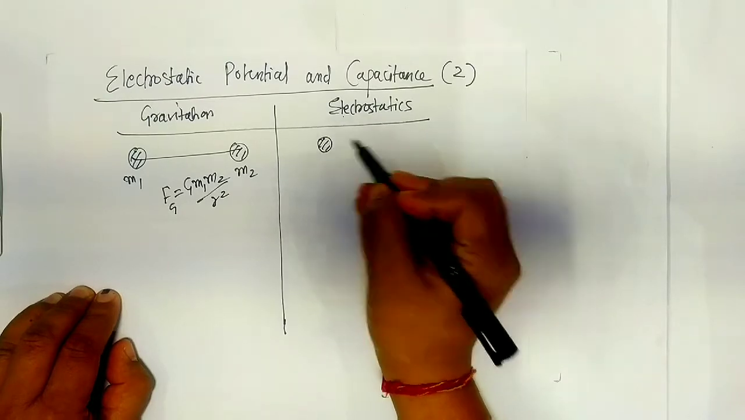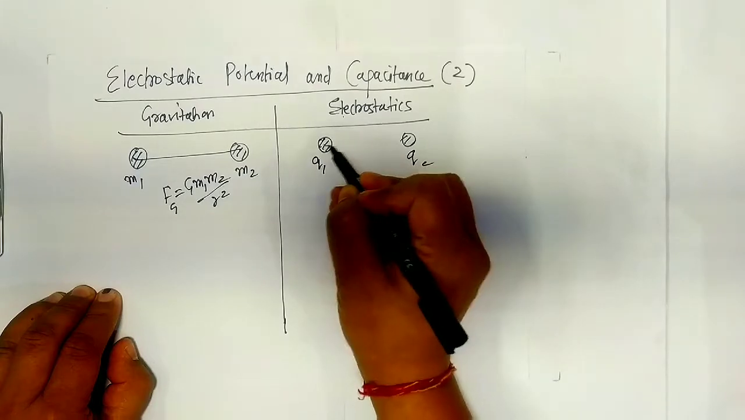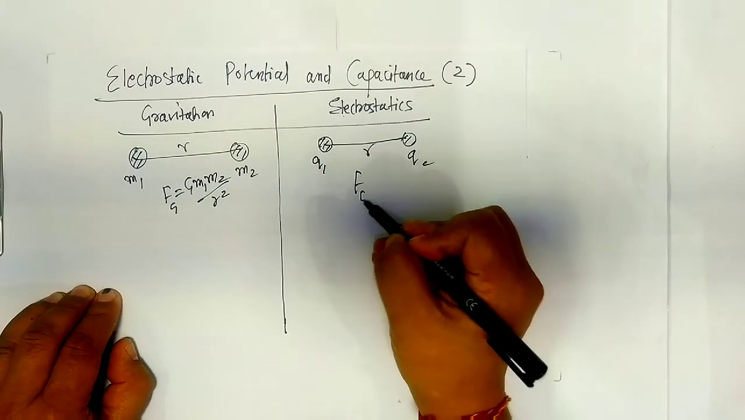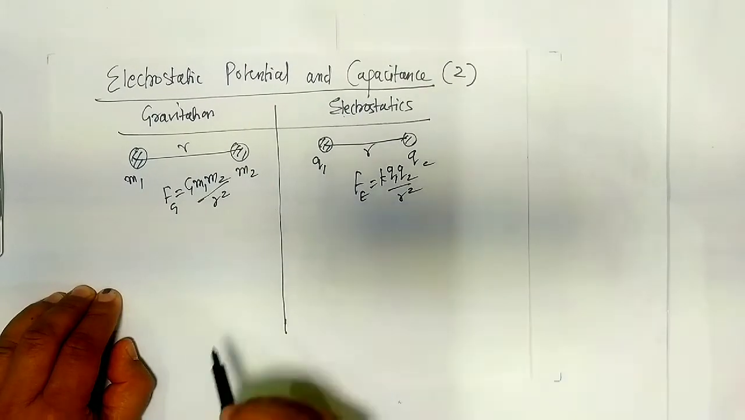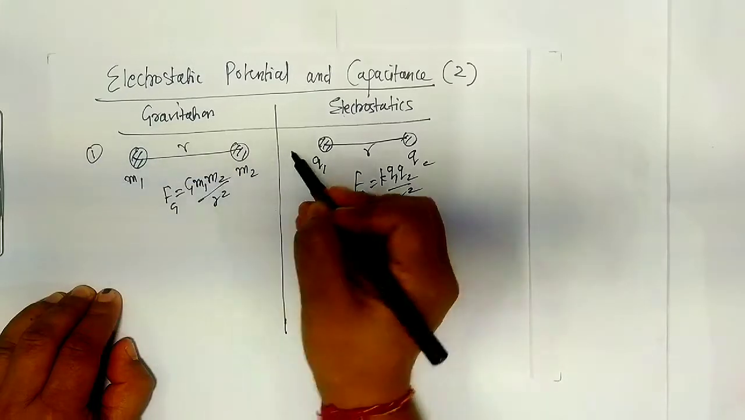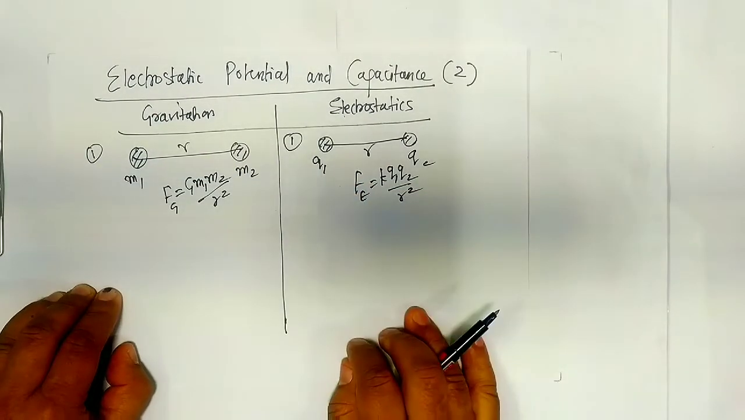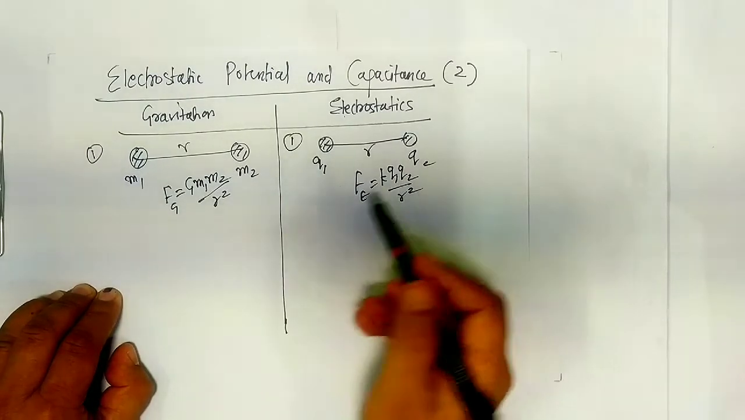Here, if you see, there were two charges, Q1 and Q2, and the distance between them is say R. So the electrostatic force was what? K Q1 Q2 by R square. We have gone through it. So this is the first thing which we see, that both are the fundamental forces and both are inverse square law, both are conservative forces. The difference is between their constants.